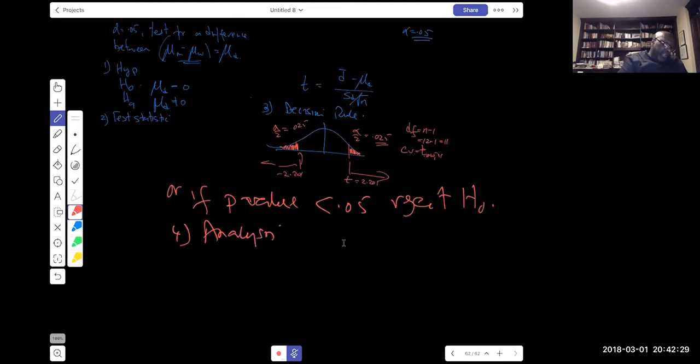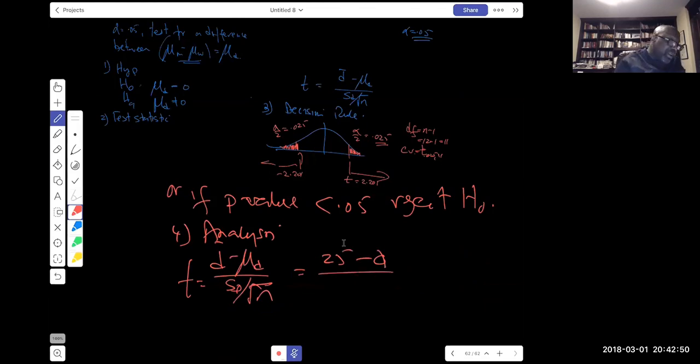So we already know that our t value is d bar minus mu d over SD over the square root of n. So the average that we got, we said was 25, minus mu d, which is 0 from the null hypothesis. The standard deviation was 37.05, divided by the square root of 12.